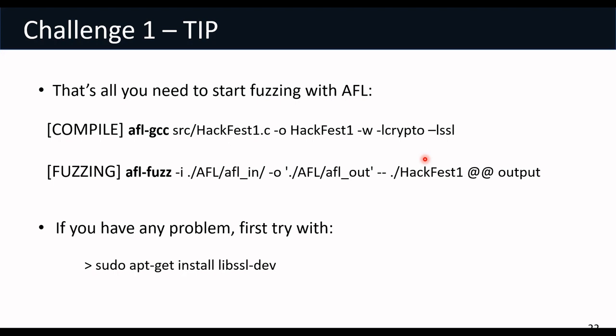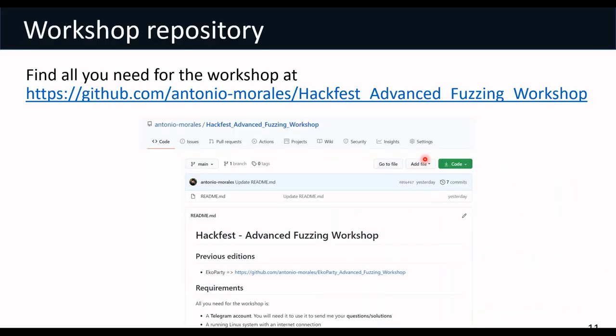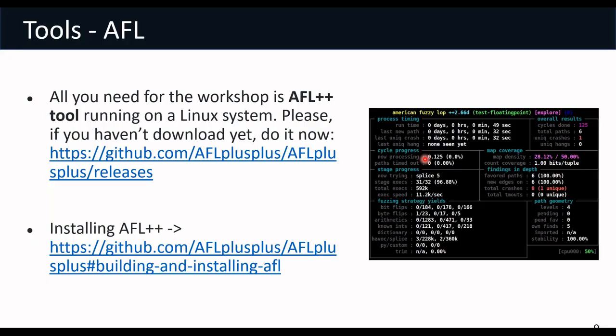David asks, where is the AFL GCC binary? Okay, David, you need to install it. You need to download AFL from this URL, and you need to follow the instructions in that URL.